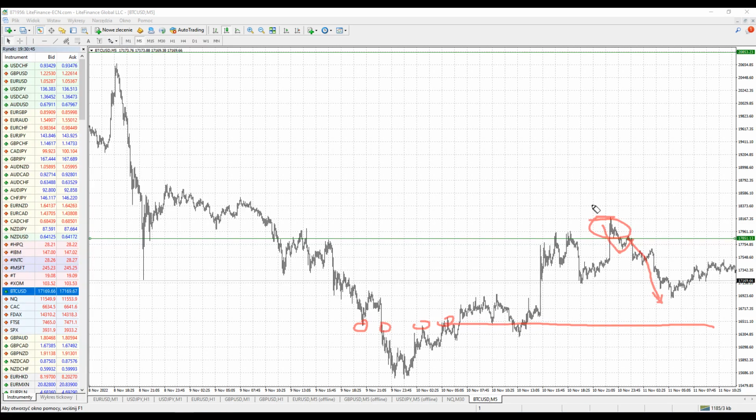So, well, that's the thing. 5-minute chart, supply demand levels based on the higher time frame, and you should be ready to go.